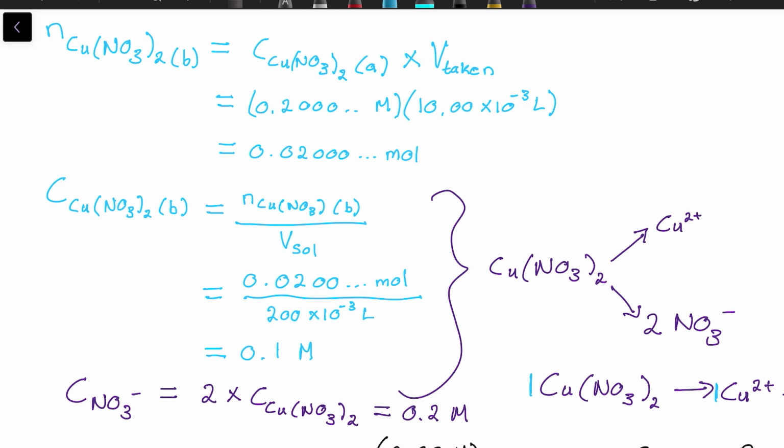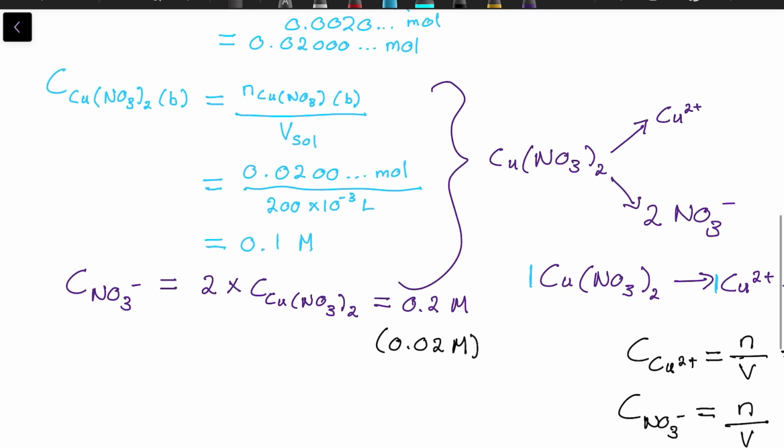Actually, just figured out what the problem was. Here, the answer should be 0.002 mole. And then, of course, everything moves with a factor of 10. So that becomes 0.02 molar. All right, so I figured it out 2 seconds after I stopped the video.